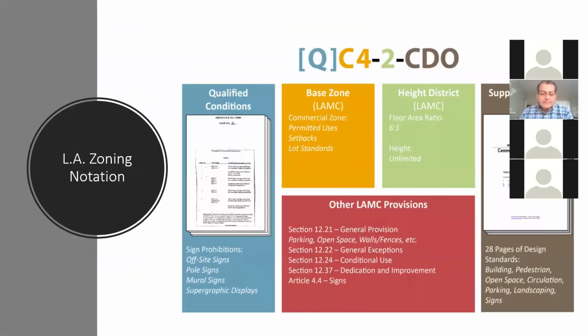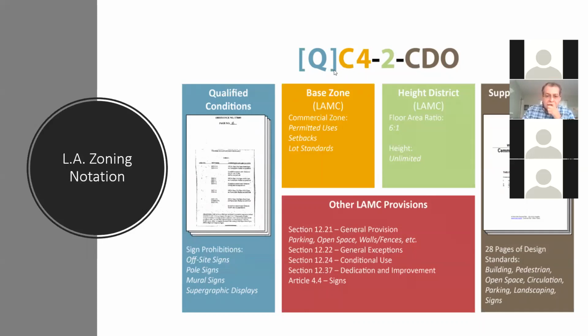Yeah, so moving on, we'll go into zoning notation and the various overlays that are in the city of LA. But starting out with zoning, so basically this would be, I mean, usually it's more simple than this. Usually it's just the base zone with the height districts.